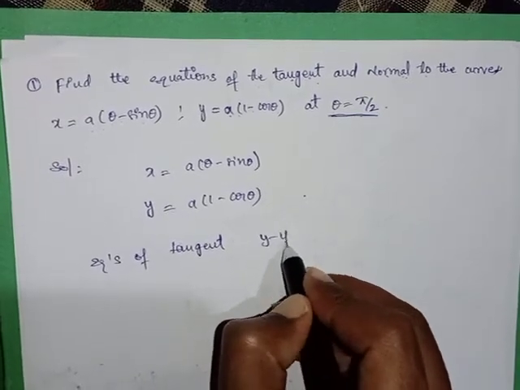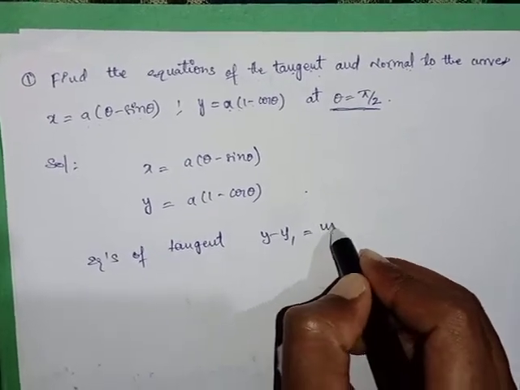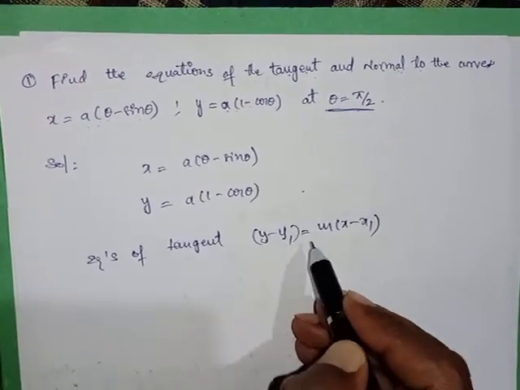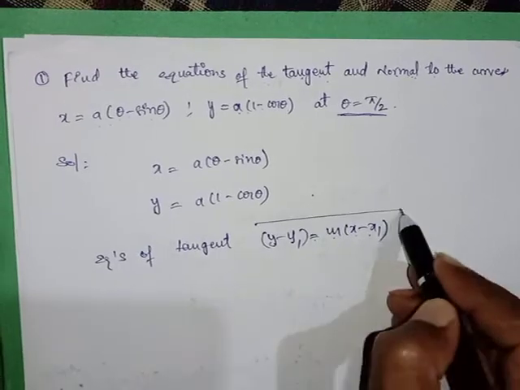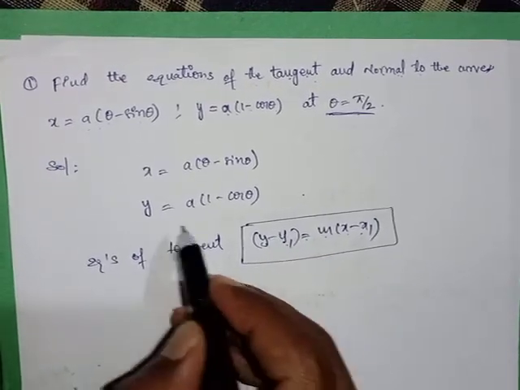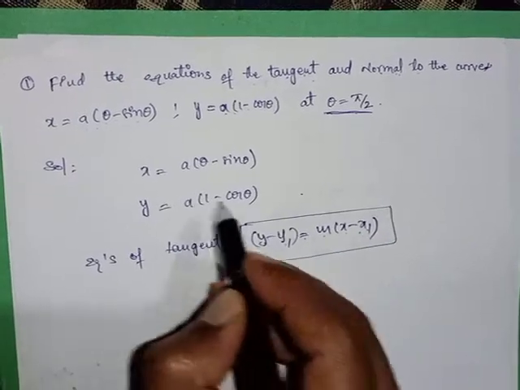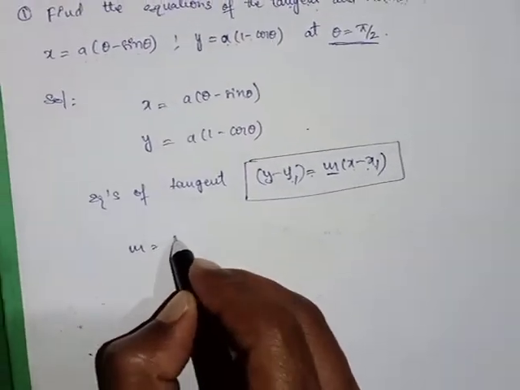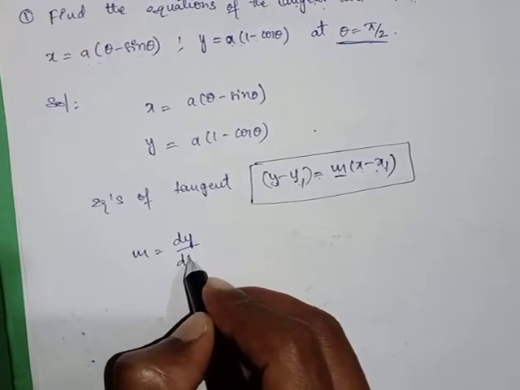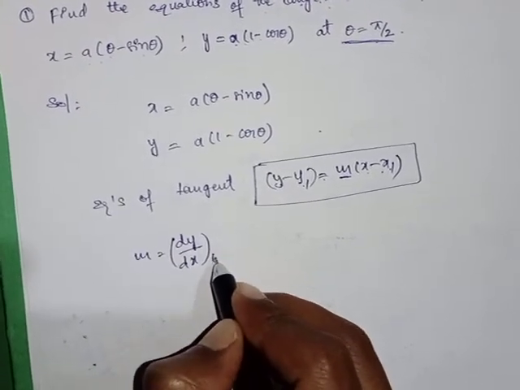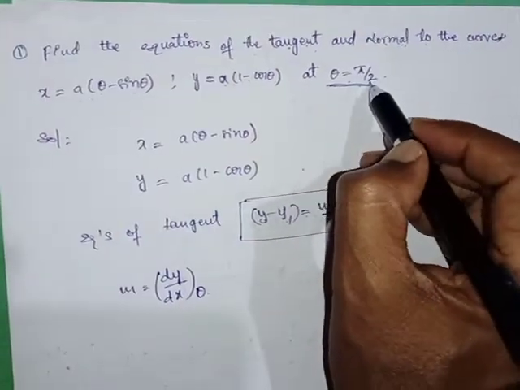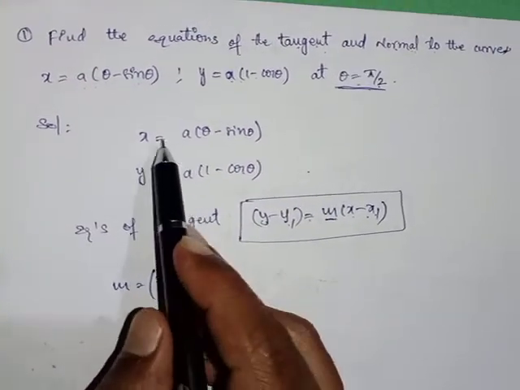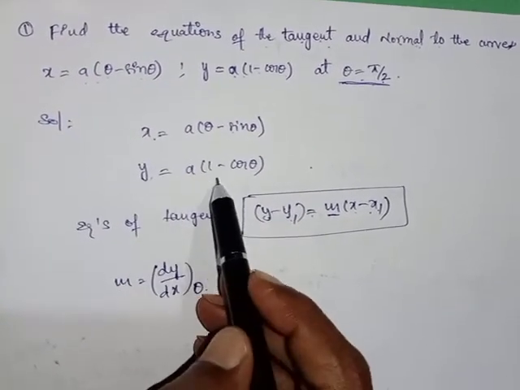is y − y1 = m(x − x1). Here y1 means the given point, x1 means the given point. Here we need to find m. M is equal to dy/dx at the given theta value, because theta value is given. So here we need to find dy/dx, but here x value is in theta form and y value is in theta form.